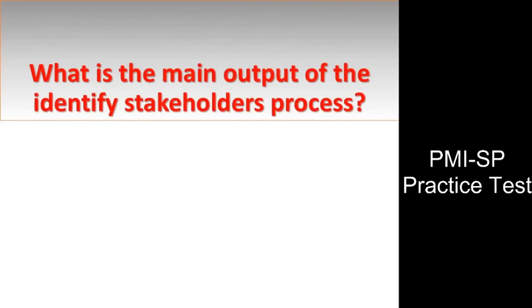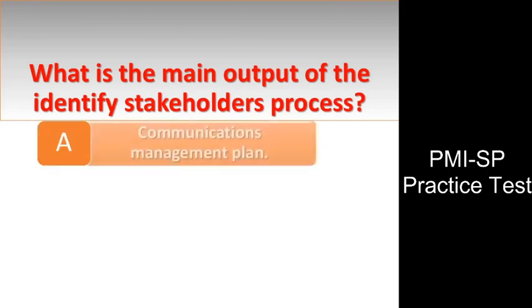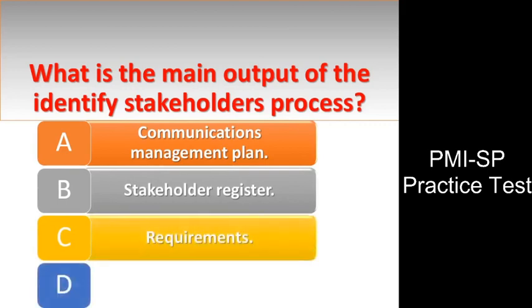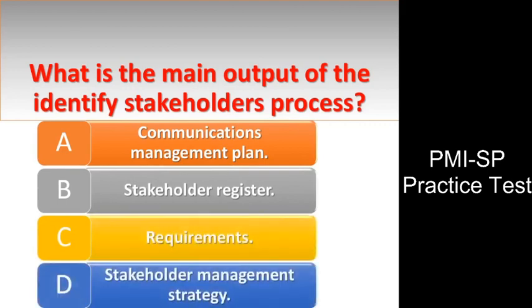Question number 16. What is the main output of the identify stakeholders process? A. Communications management plan. B. Stakeholder register. C. Requirements. D. Stakeholder management strategy.